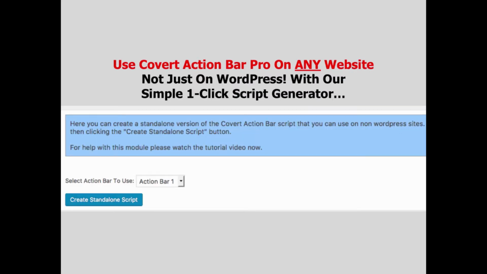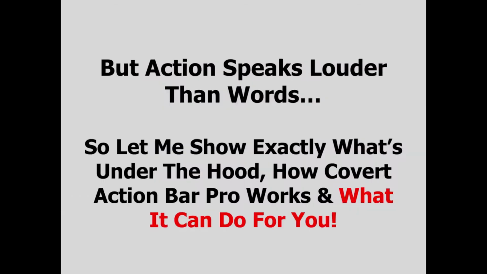And finally, and I think this is the most exciting feature, with Covert Action Bar Pro, you can use Covert Action Bars on any website, not just on WordPress. And we have a simple one-click script generator. When you just click a button, you get a few lines of code you add to any website, and then you can use Covert Action Bar on any other website you have outside of WordPress.